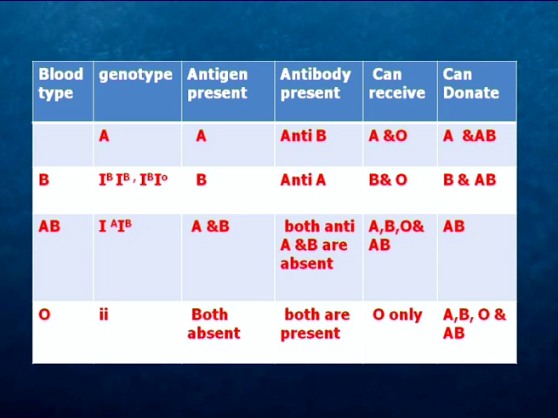Now, this O, because it is without antigens, can donate its blood to any person. Therefore, it is the universal donor. That is, O can be a donor to A, B, AB and O.